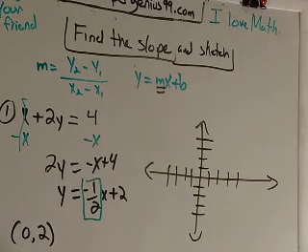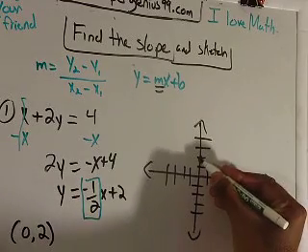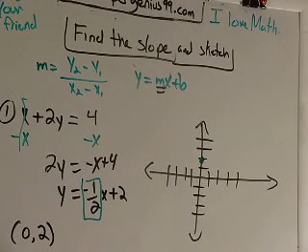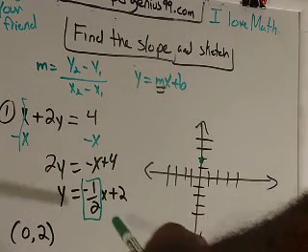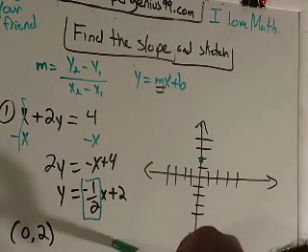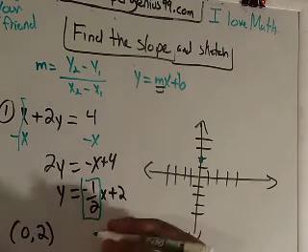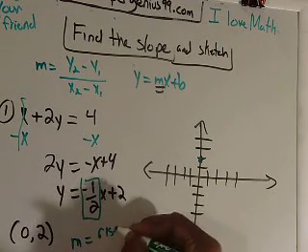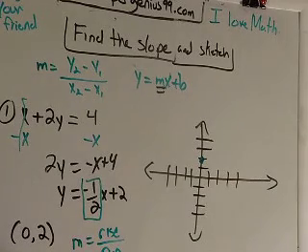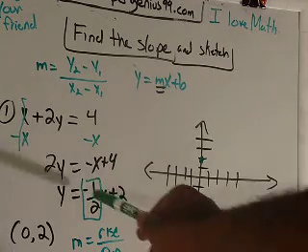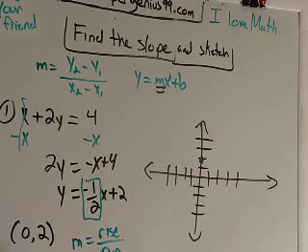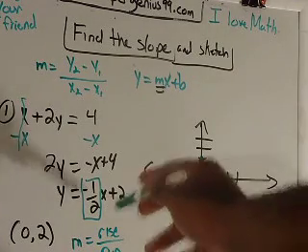I did my best to draw a little graph there. The first thing I'm going to do is plot this point 0, 2. And then I'm going to take my slope, which is negative 1/2, and use that to find more points. So remember, slope is what? Slope is rise over run. So when I have this negative 1 over 2, what's in the top of the numerator tells me how I'm going to move in the y direction, and what's in the bottom tells me how I'm going to move in the x direction.